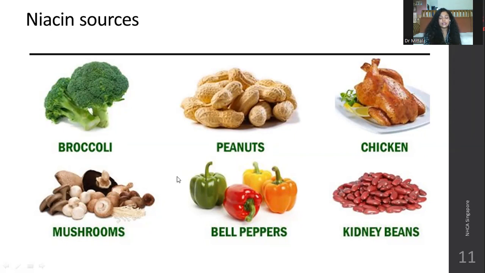So till niacin, is it clear to everyone? So far, is it clear?